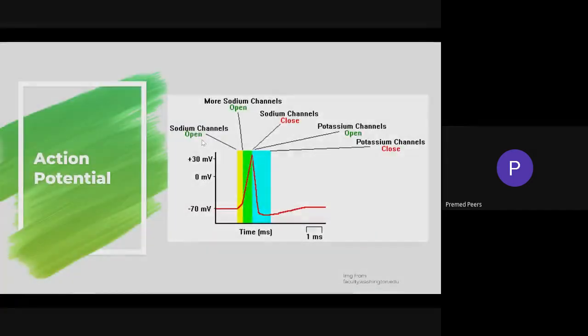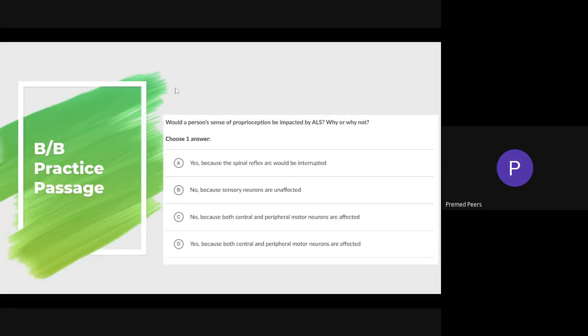All right. Next question. Would a person's sense of proprioception be impacted by ALS? Why or why not? Feel free to drop your answers in the chat or unmute yourselves.